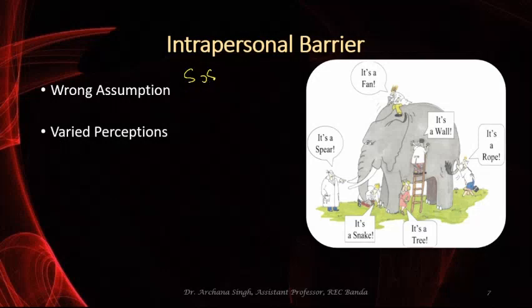Next is varied perception. We know the story of the six blind men and the description of an elephant. From the image itself, you can see that these blind people are trying to perceive different parts of an elephant. One of them touches the trunk of the elephant and perceives it's a snake. In the same way, one who touches the leg of the elephant perceives it's a tree.